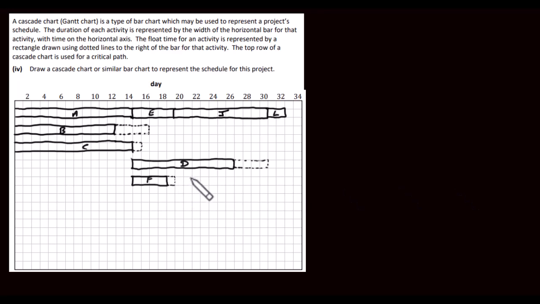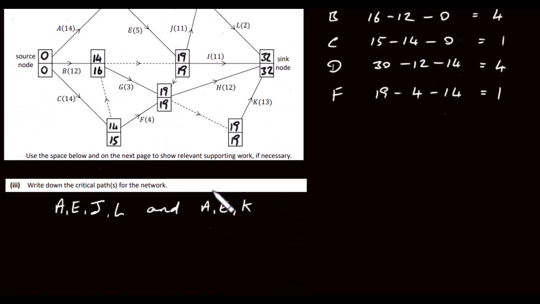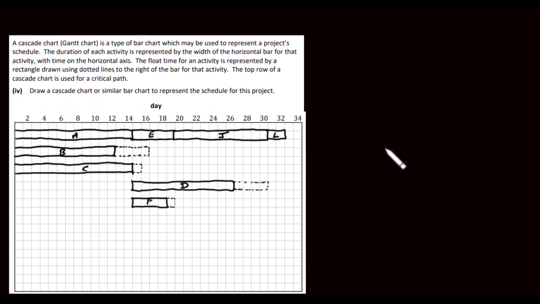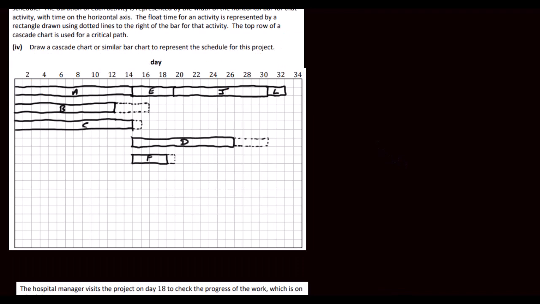Okay, so let's do G next. So G starts on day 14 as well, so this is G here, starts on day 14. And it has a duration of 3 days. So 14 and then 3 squares for G.